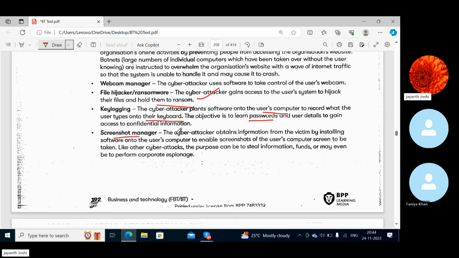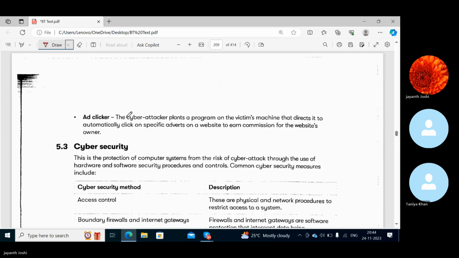Then screenshot manager. Cyber attacker obtains information from the victim by installing software into the user's computer to enable screenshots of the computer screen to be taken. Like other cyber attacks, the purpose can be to steal information, funds, or may even be to perform corporate espionage, theft. Ad clicker. The cyber attacker plants a program on the victim's machine that directs it to automatically click on specific AdWords on a website to earn commission for the website's owner.